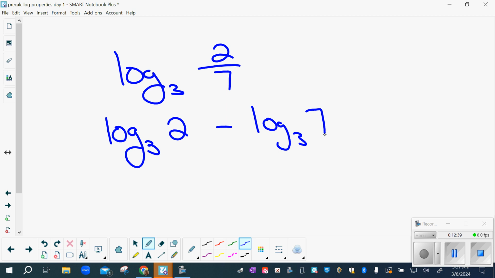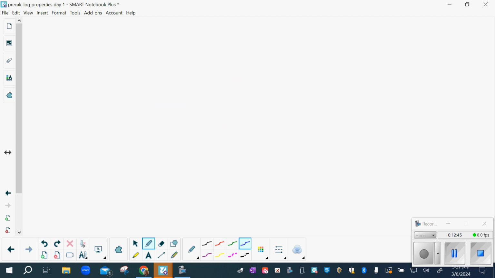Nice. Okay, so let's try something like this. Let's say, what if I want to squish this guy together? Log base 3 of 5x. Oh no, let's make this interesting. 25 x squared. Sorry.